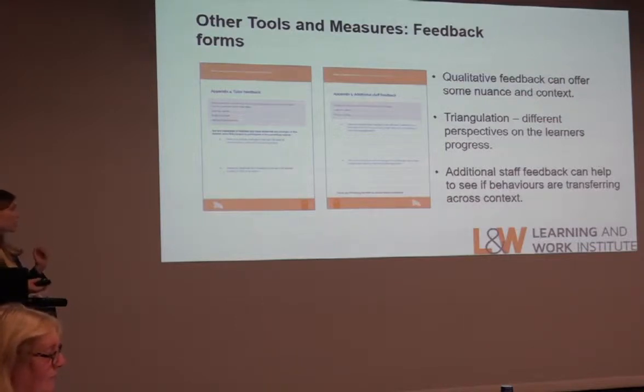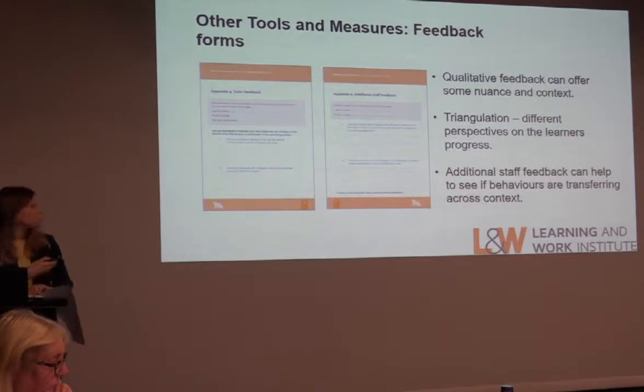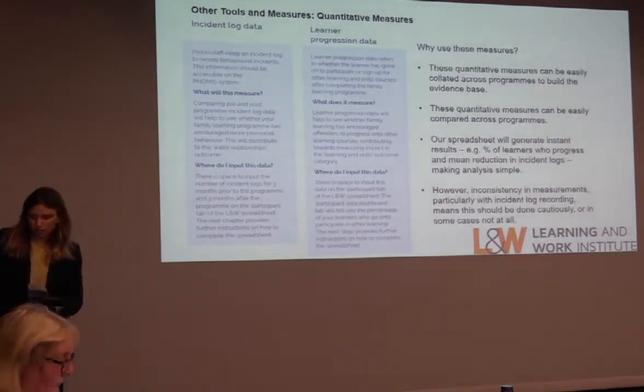It just has two questions on it, and it can be filled in by a prison officer, by a librarian, by another tutor, or someone else in the education department. It's just to get another perspective, again, that triangulation, so that we've got different perspectives on the learner and their progress. These are two other measures.